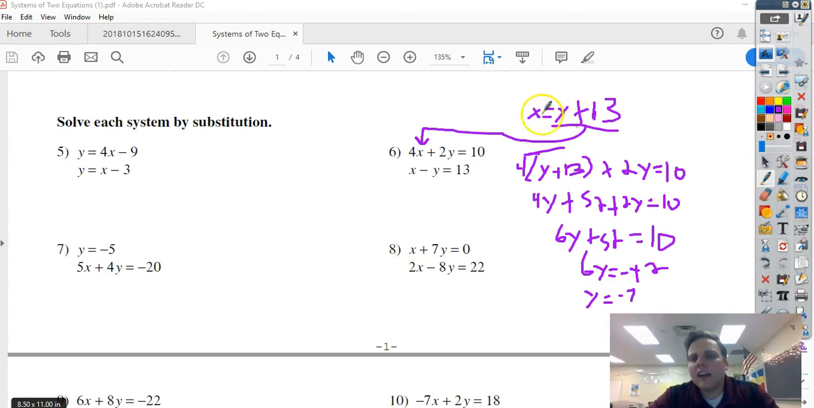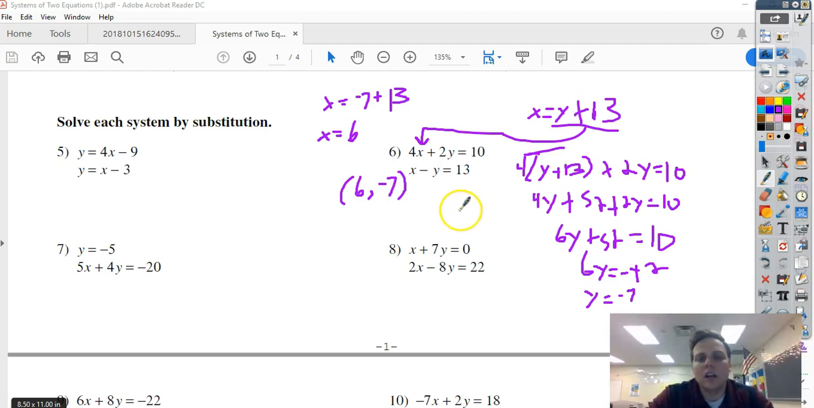And then we already have x solved for up here, so I can say x is equal to negative 7 plus 13. Well, negative 7 plus 13, that's just 6. So x equals 6. So then I get the point 6 comma negative 7. Bam, done. All right, number 7 is also really easy because they already tell you that y equals negative 5, so you can just take that negative 5 and plug it in for y right there.